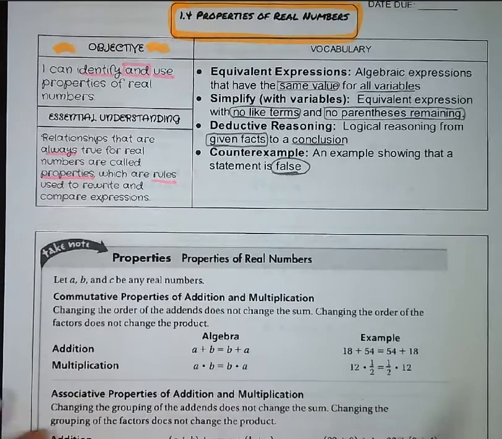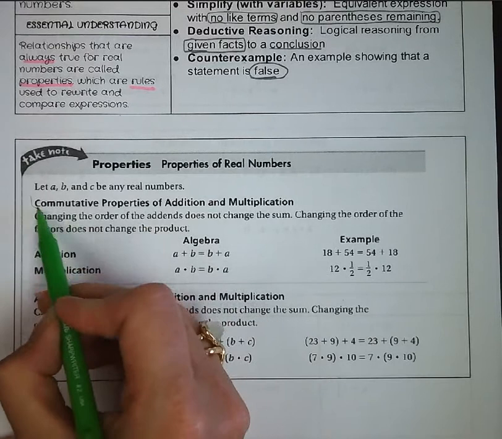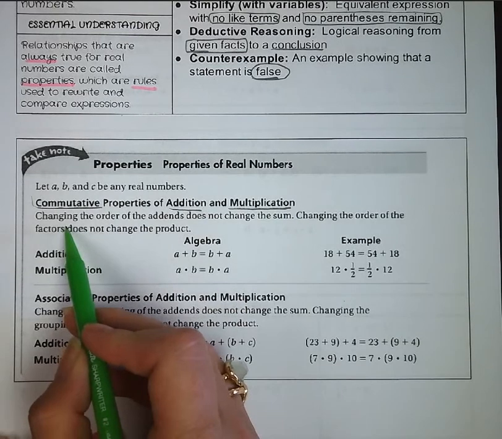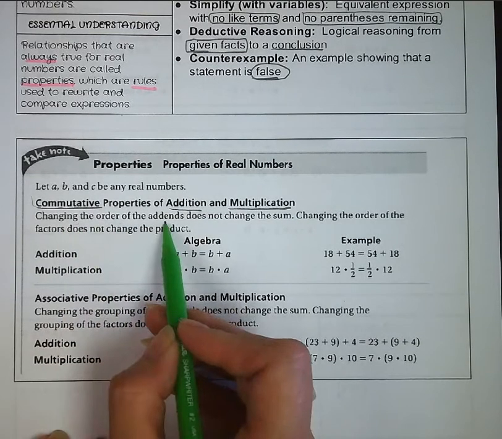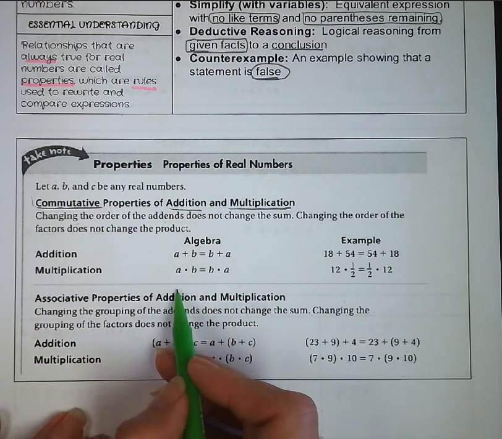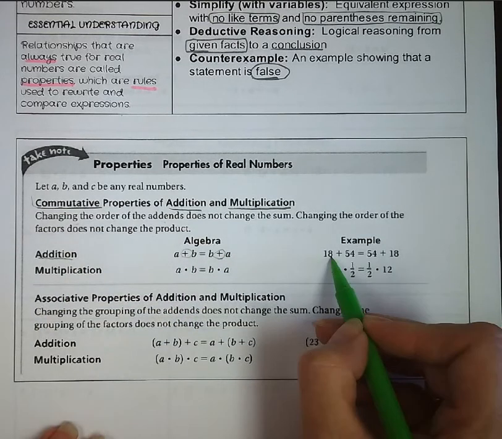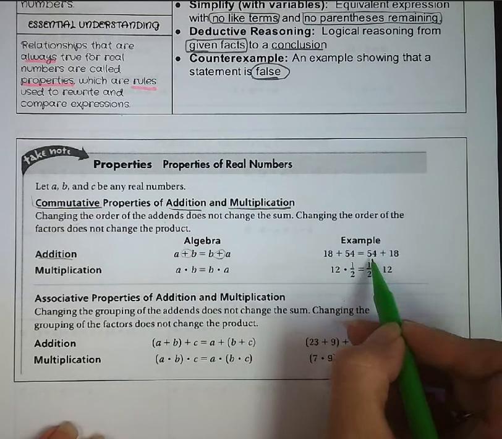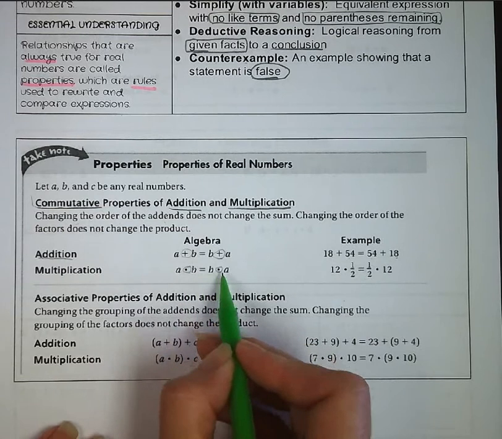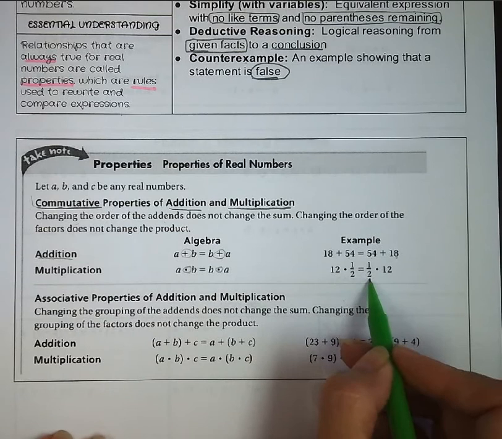All right. So we've got our first property here. It is the commutative properties of addition and multiplication. And what this basically says is that when you change the order of the terms, it does not change the sum. If you change the order of the factors, it does not change the product. So a plus b is the same as b plus a. 18 plus 54 is the same as 54 plus 18. A times b is equal to b times a. Order doesn't affect it. 12 times 1/2 and 1/2 times 12, exact same answers.